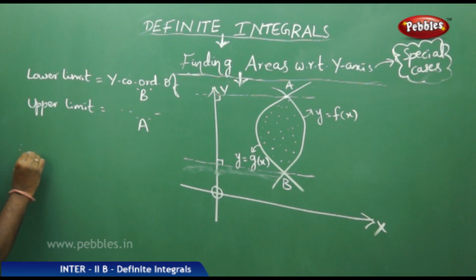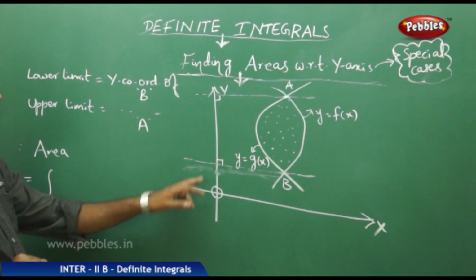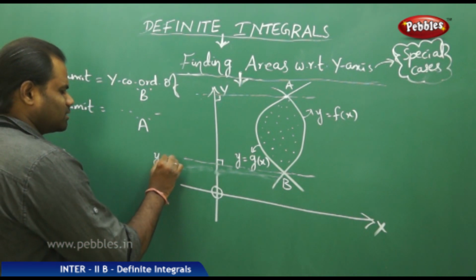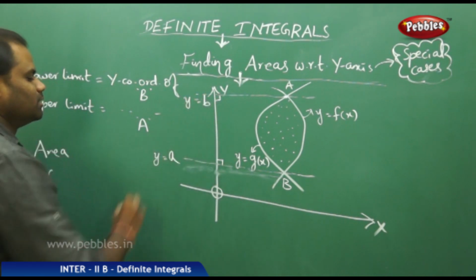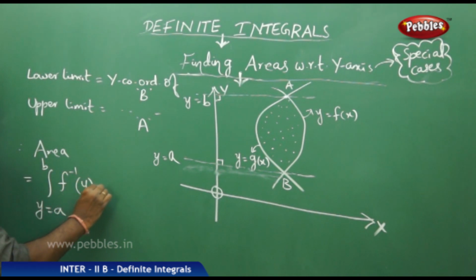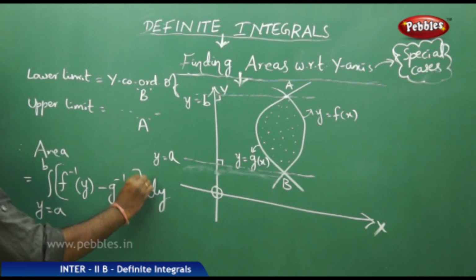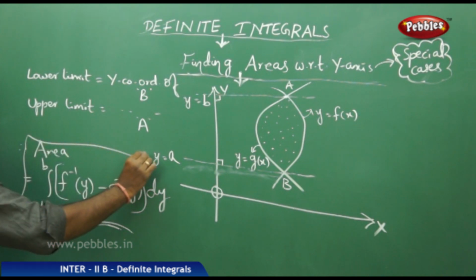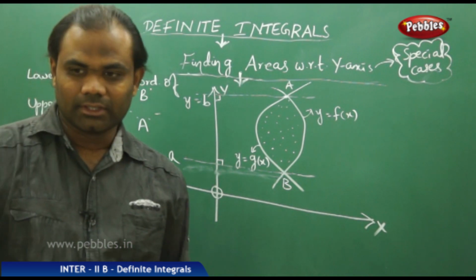Therefore, the required area would be the integral of, if I assume the lower limit, the y coordinate of the point of intersection, as y equal to A and this is y equal to B, then I get y equals A to B of the upper curve minus the lower curve, is what we get as the area using integrals.